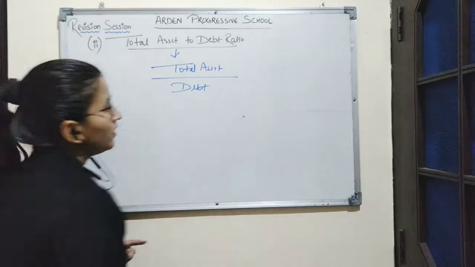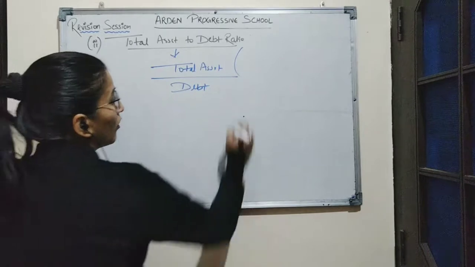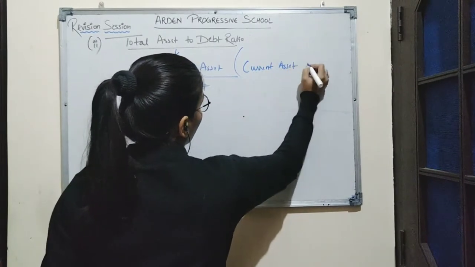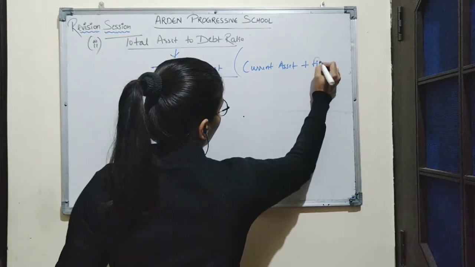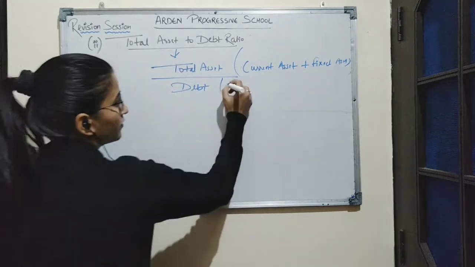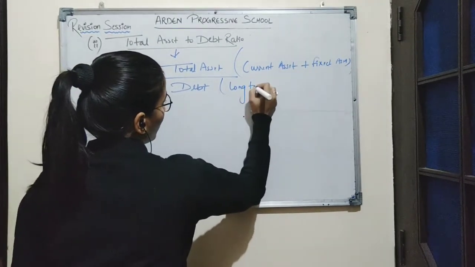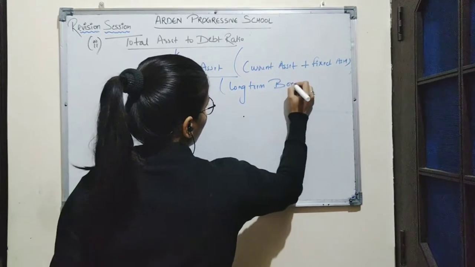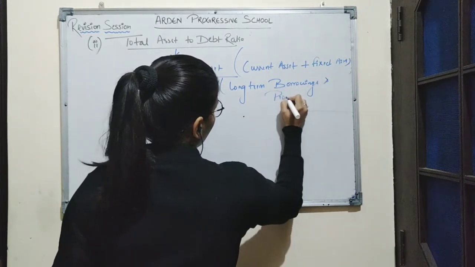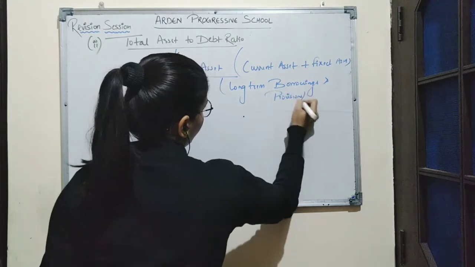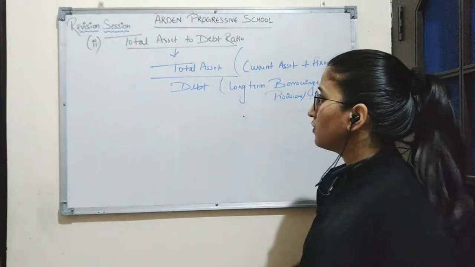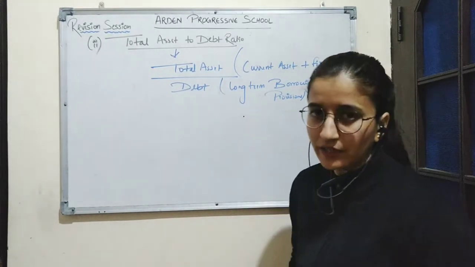debt. Here total asset will include all the current asset and fixed asset, and debt will include long term borrowings and provisions. So this is the formula to calculate total asset to debt ratio, total asset divided by debt.